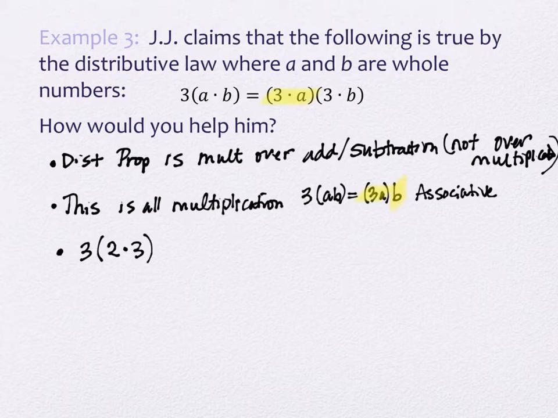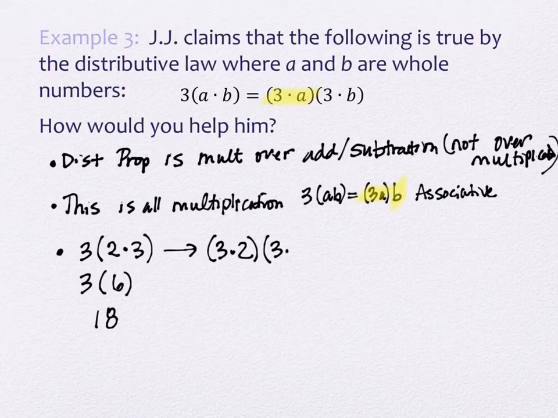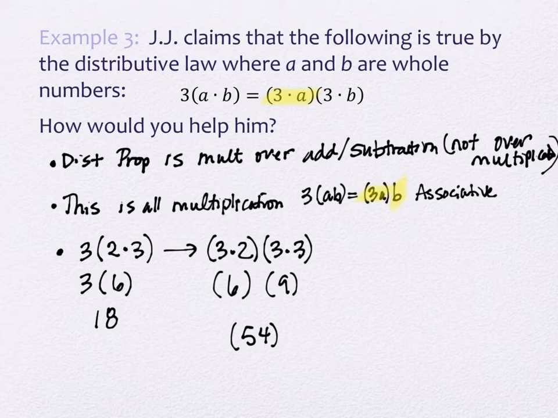2 and 3. Awesome. And so you could show him that if he does it with order of operations, this is 3 times 6, and then 3 times 6 is 18. But if his idea is correct, then he should be able to rewrite it like this, right? 3 times 2 is 6, 3 times 3 is 9, and 6 times 9 is 54. And these two things are not equal. Not only that, but if you'll notice, they're exactly 3 times too big. Because 54 is 3 times 18. That's exactly the one too many 3's that got involved along the way.